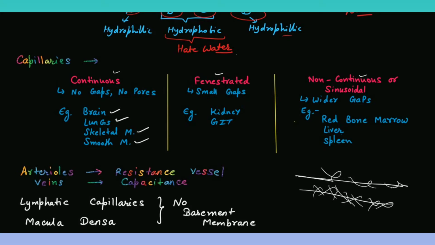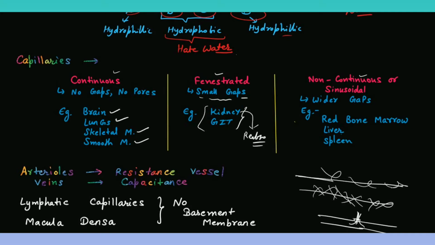Then fenestrated capillaries have small gaps. Small gap, so little things will pass through, like in the kidney and the GIT. In the kidney we know that reabsorption and secretion happen, so we need only little things to pass. That is the fenestrated.